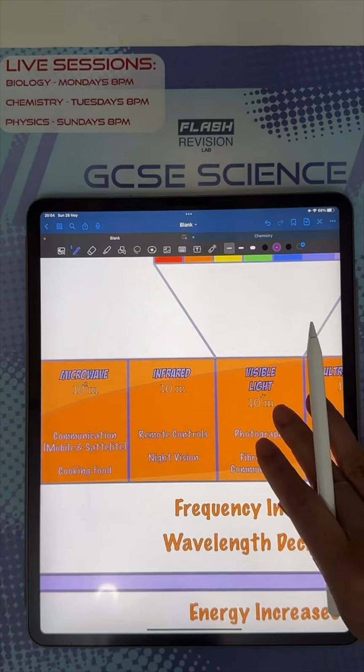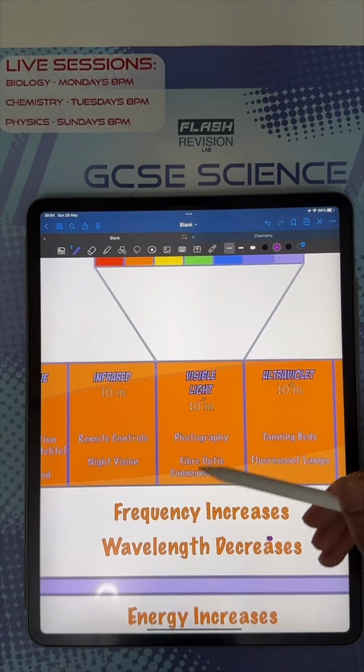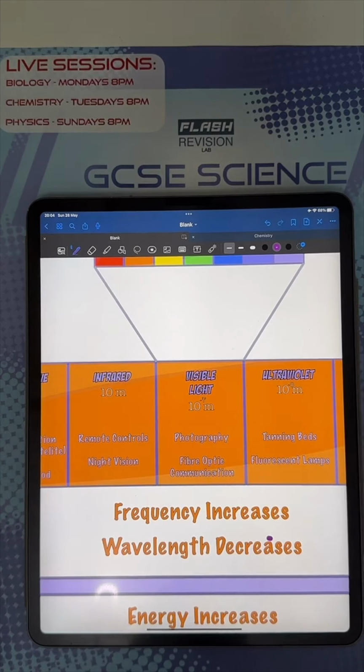So living things are mostly giving off heat, so you can see them using night vision cameras. Visible light is just normal light that we use for photography. Here's another one. This is like broadband communication for the internet. We call it fiber optic communication. Then this is GCSE, not A-level, guys.